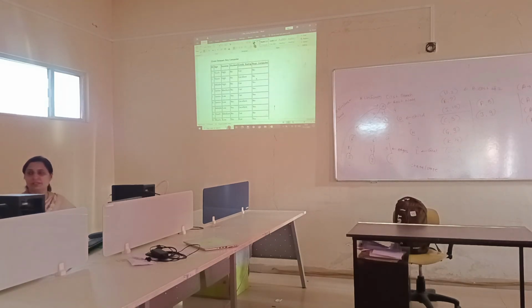The example we discussed in the class, the same example we will implement now. We will first implement it with the help of supervised learning using the decision tree algorithm. For this we have to use the sklearn library.